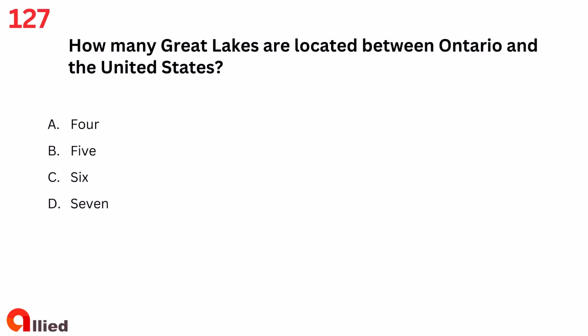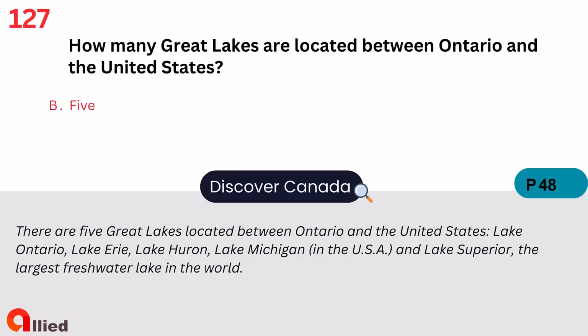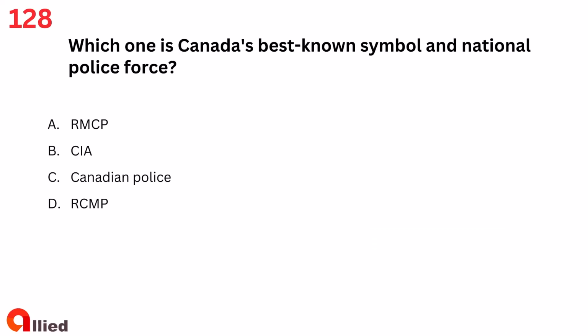Question 127. How many Great Lakes are located between Ontario and the United States? A. 4. B. 5. C. 6. D. 7. The answer is B. 5.